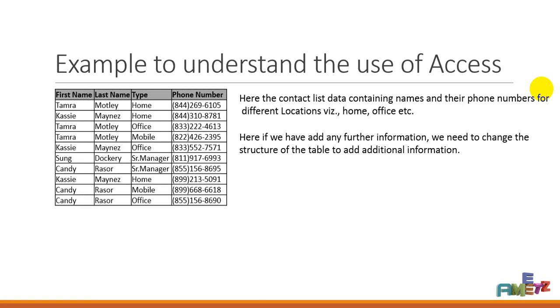Look at this table. This table has first name, last name, type of phone number, and the phone number you have. So you have names, and the names are repeated because each person has 3 to 4 phone numbers, which pertain to his mobile number or home number or office number and so on.